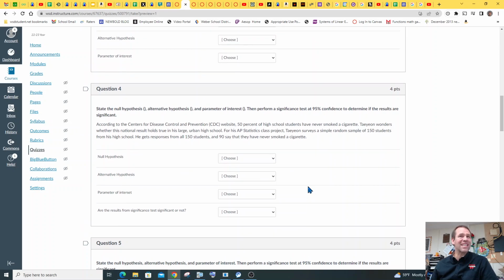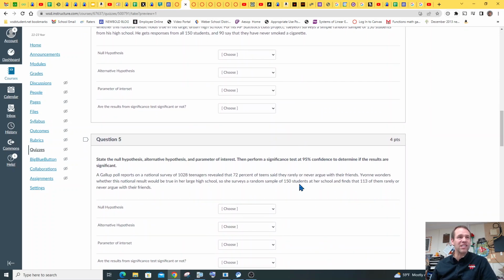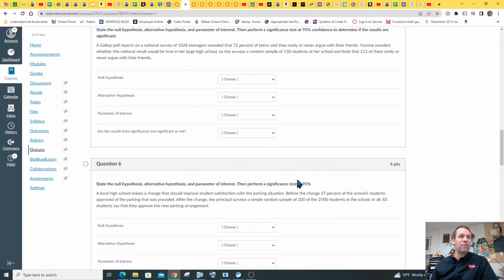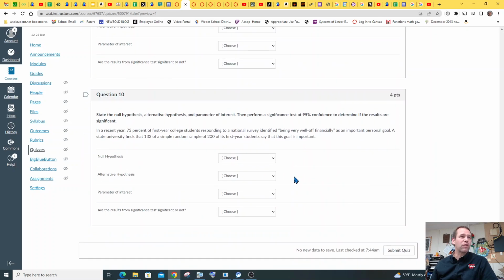Now when it talks about being significant or not, it's just kind of how close to what their null is. You know, can we reject the null, fail to reject the null? It depends on the p-value, right? Depends on the p-value with a significance level of 95%, for example. So if we drop down to the bottom, 73% of first-year college students responding to a national survey identified being very well off financially as an important goal. But only 132 out of the 200 actually say this goal is important.